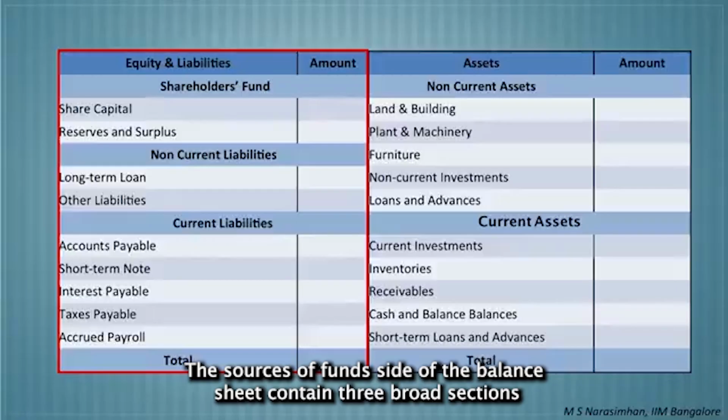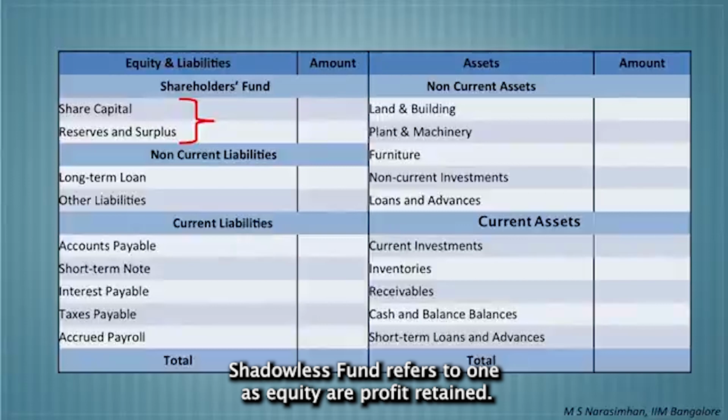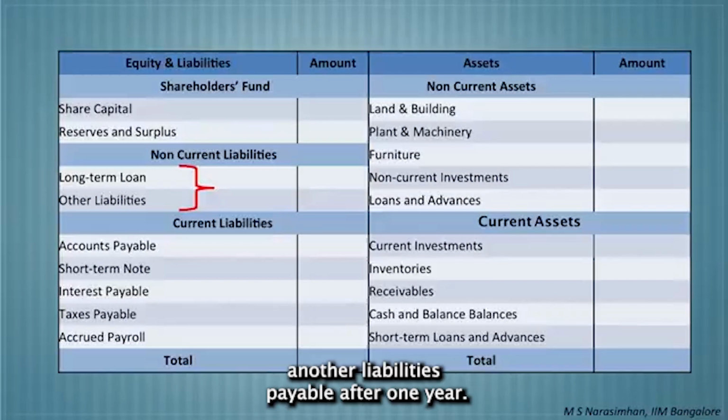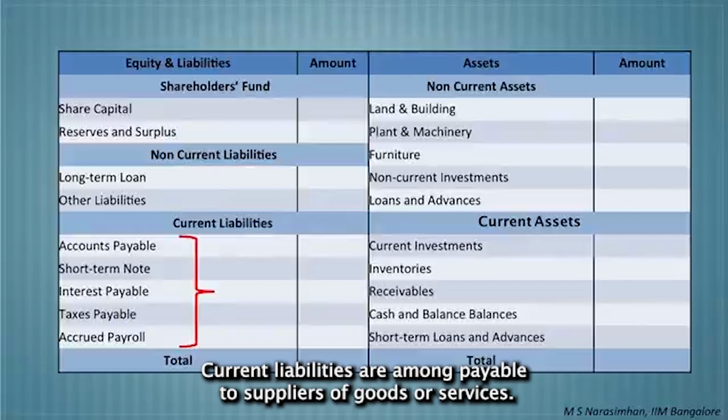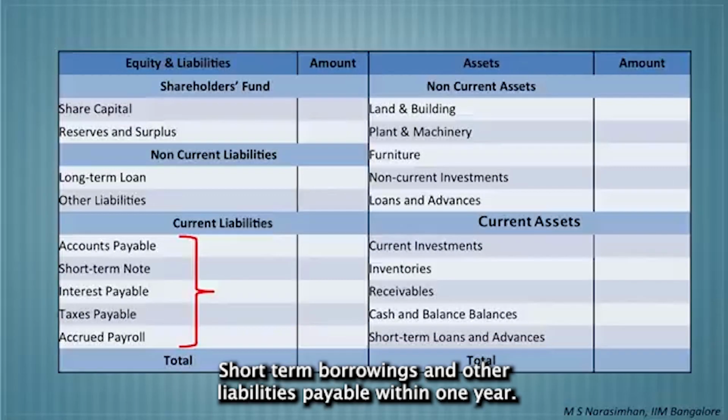The sources of funds side of the balance sheet contains three broad sections: shareholders fund, non-current liabilities and current liabilities. Shareholders fund refers to owner's equity or profit retained. Non-current liabilities are related to loans and other liabilities payable after 1 year. Current liabilities are amounts payable to suppliers of goods or services, short-term borrowings and all liabilities payable within 1 year.